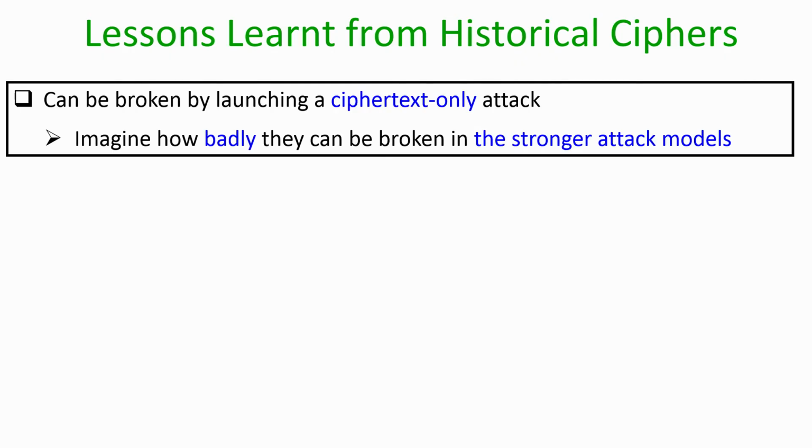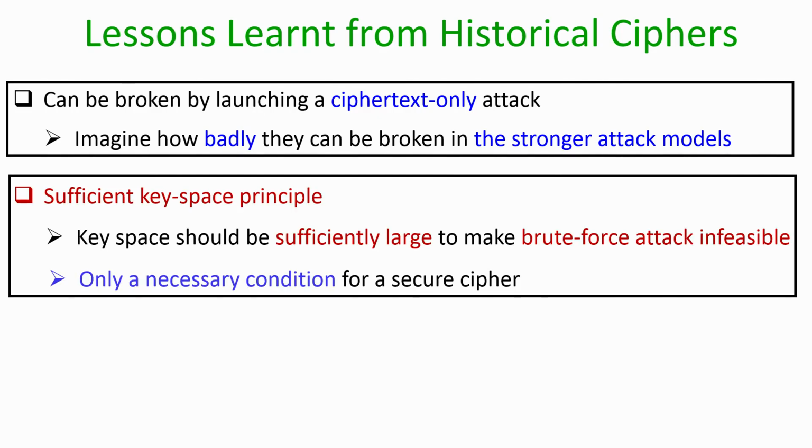So, what are the lessons we learned from the historical ciphers? All of them can be easily broken in the ciphertext-only attack model. Imagine how badly they could be broken if we consider this encryption process to operate in a stronger attack model, say the KPA or CPA attack model. There the adversary is privileged with additional information. For example, in the CPA attack model, the adversary not only has access to the ciphertext, it also has access to the encryption oracle, and hence it can more comfortably break the underlying encryption process.